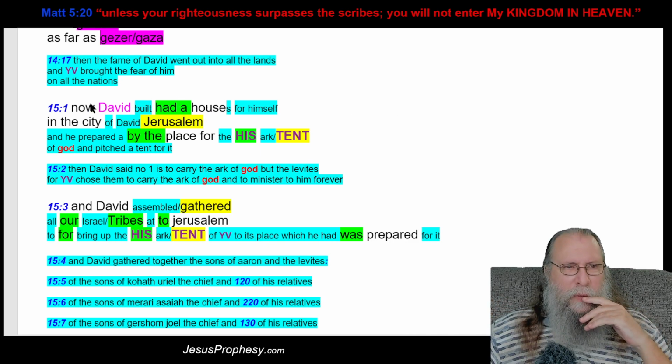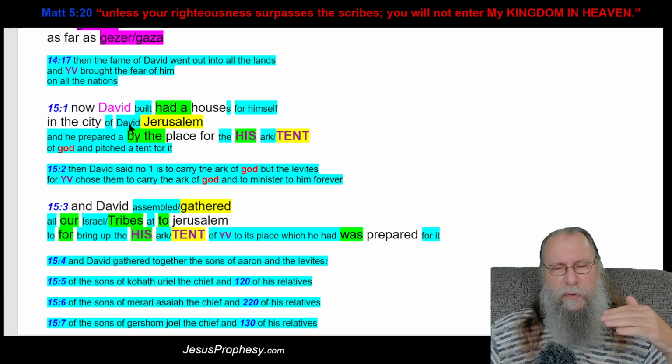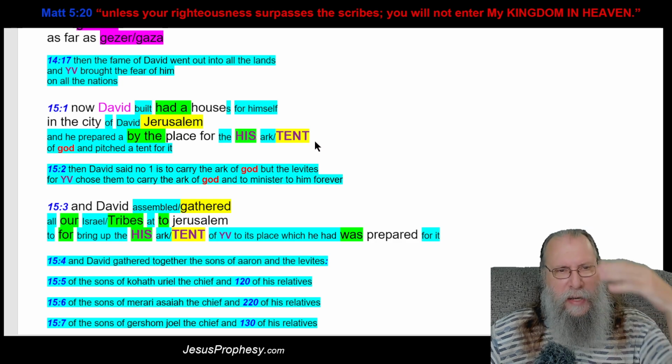Now David is going to be talking about how he had a house in the city of Jerusalem. Because it's the city of David, they call it that a lot, but there are going to be times when their kings get buried at the city of David, which means Bethlehem. Here it specifically means Jerusalem, by the place where his tent is.